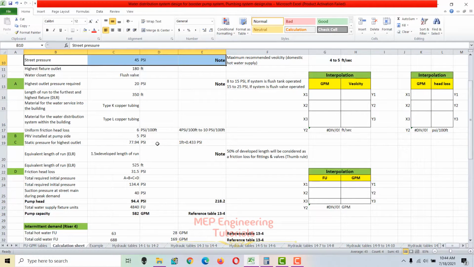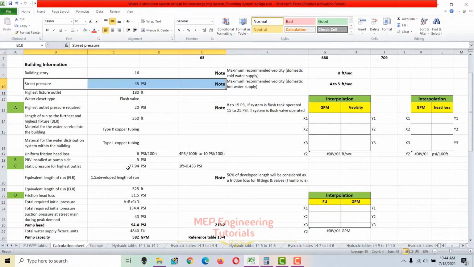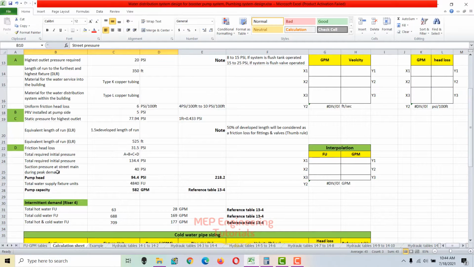But in case of peak demand, you will not get this 45 psi, maybe 5 to 10 psi less. So it is good practice to take 5 to 10 psi less than the pressure reported by the local authority. So I'm going to subtract 5 psi from this reported street pressure in case of peak demand. So here it will be 40 psi.